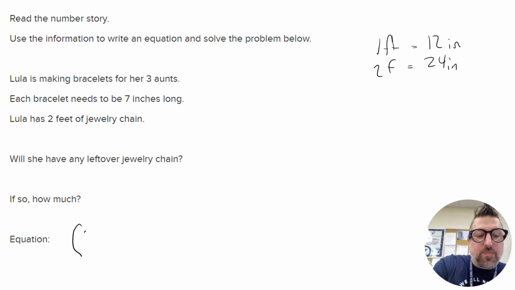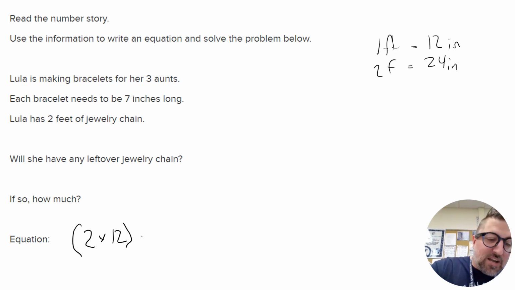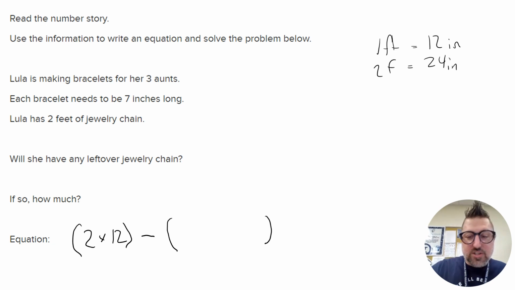So I'm going to do 2 times 12 as the start of my equation. You could also just write 24 at that point because the conversion isn't necessarily part of that equation. The second thing I have to figure out is how much chain I'm going to be using. When I'm using it, I'm going to subtract. So I want to subtract the entire amount that she uses. That's going to be 3 for her 3 aunts times 7 inches of chain.